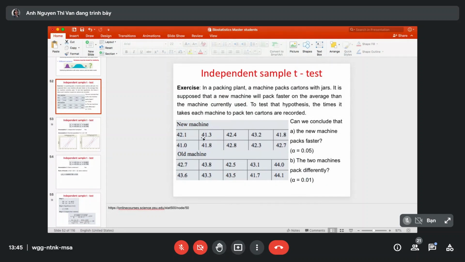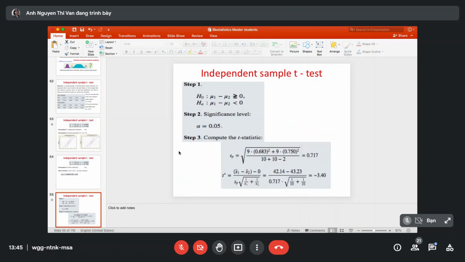In this data set, we have the packing time. So if the new machine packs faster, it means the packing time of the new machine is less than the old machine. So it means μ1 minus μ2 is less than 0. What we want to conclude will be H1, the alternative hypothesis, so H0 will be against H1.